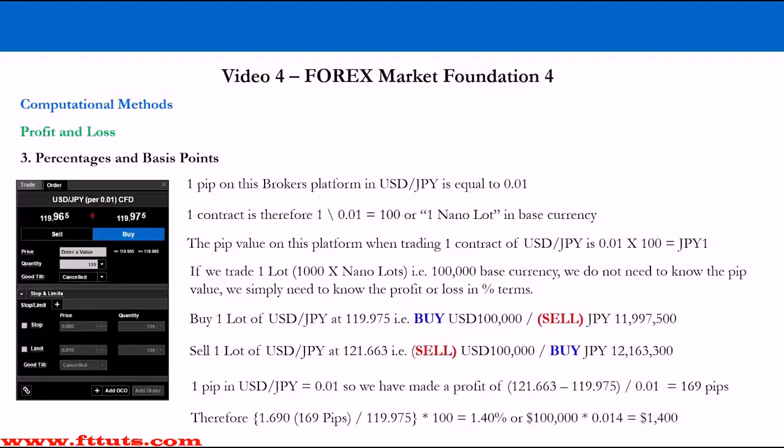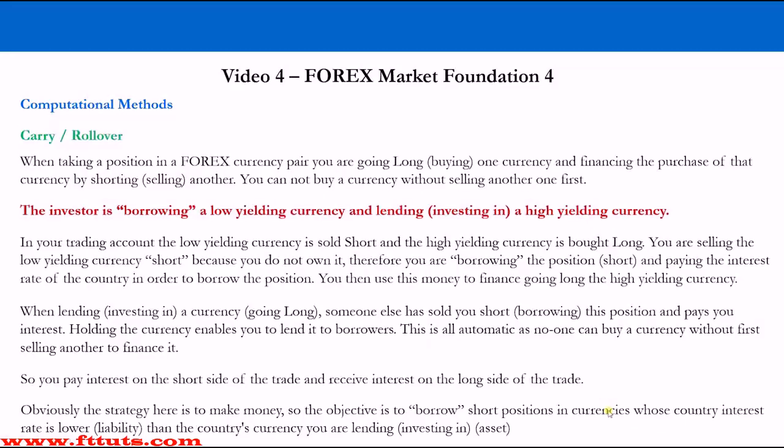Again, working everything out in percentages and basis points was all pretty straightforward. Obviously, whichever method you're most comfortable with, you're going to use that method repeatedly. That's all totally fine, but do try to double check everything again with percentages and basis points. So let's continue with our computational methods. The next one we're going to look at is carry or rollover. And things happen when you take currency positions that you might not be aware of.